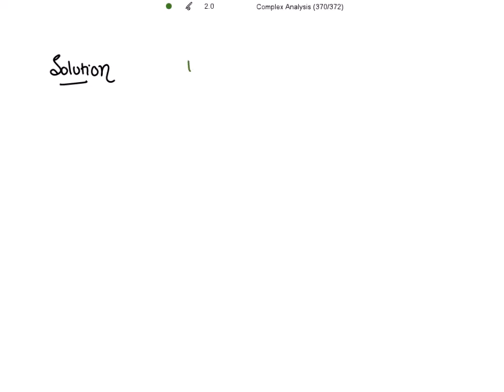We have W equal to iota z, right? Let's take the mod of this. That will be mod of iota z, that is mod of iota into mod of z. And we know that mod of iota is always equal to 1. So this is mod of z.